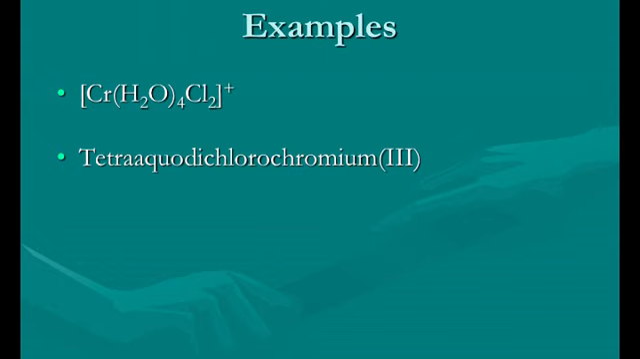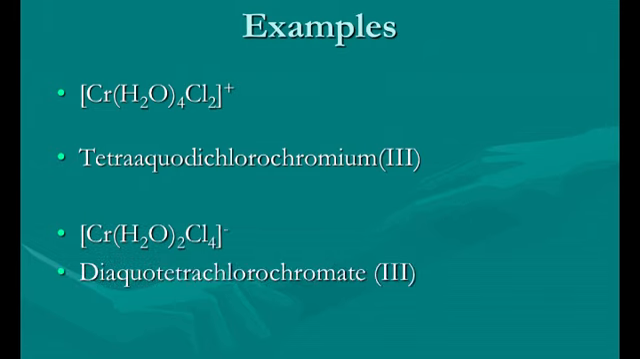So if you look up there, 4 waters, 2 chlorines, adds up to 6. Here's another one. Still chromium in that +3 state with 2 waters and 4 chlorines, that's a total of 6. So if you ever have to wonder how do you know, just take the charge and double it, and that's how you know.